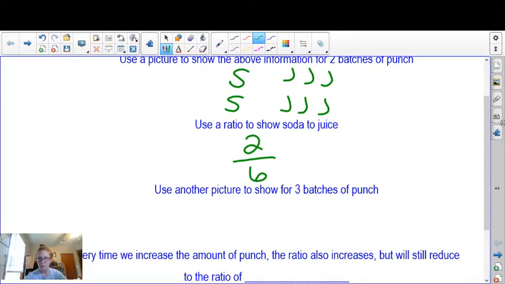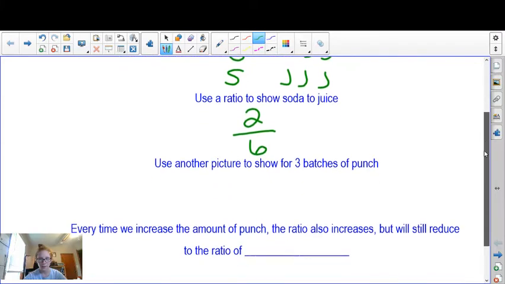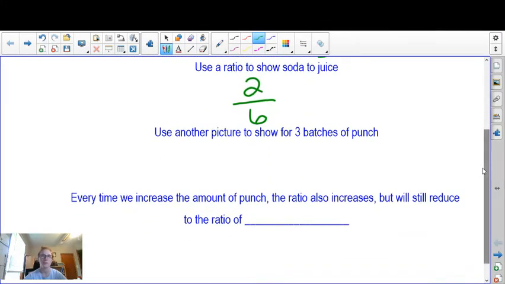Okay. Next, I'd like you to show a picture for the 3 batches of punch. So I have 1 soda and 3 juices. And then I have another soda and 3 more juices. And then I have a 3rd soda and 3 more juices.